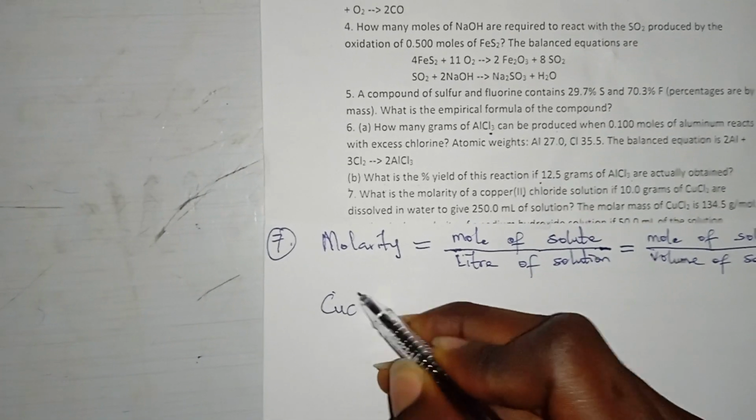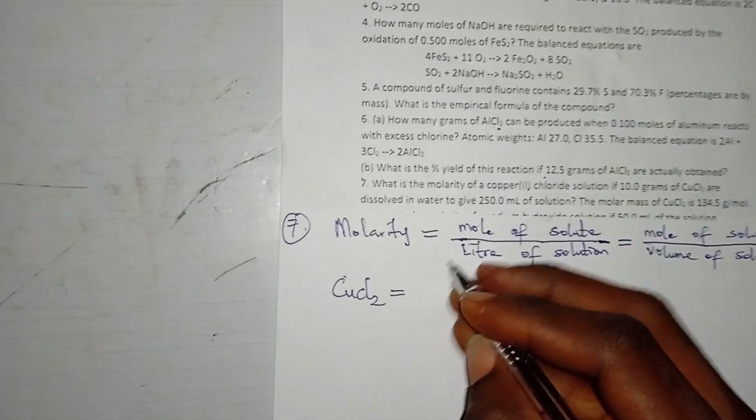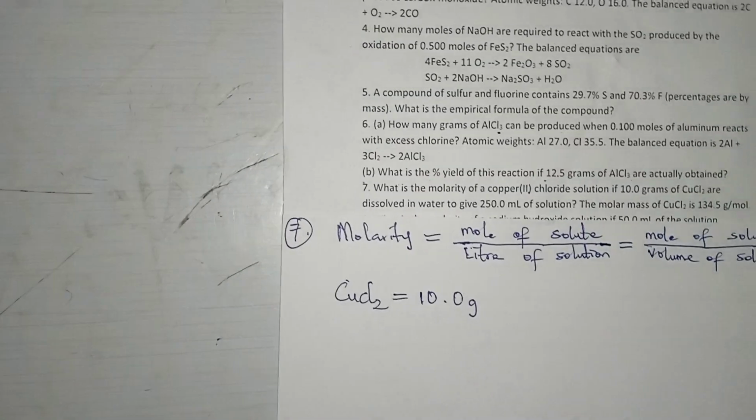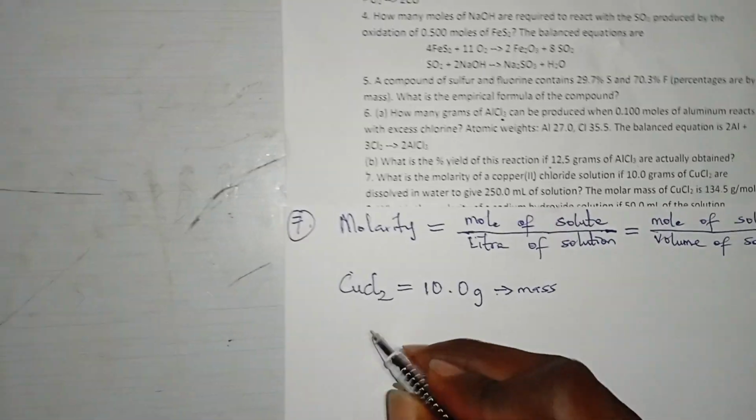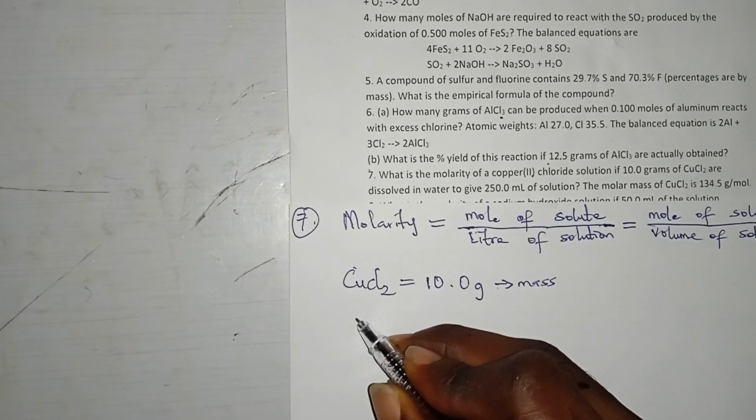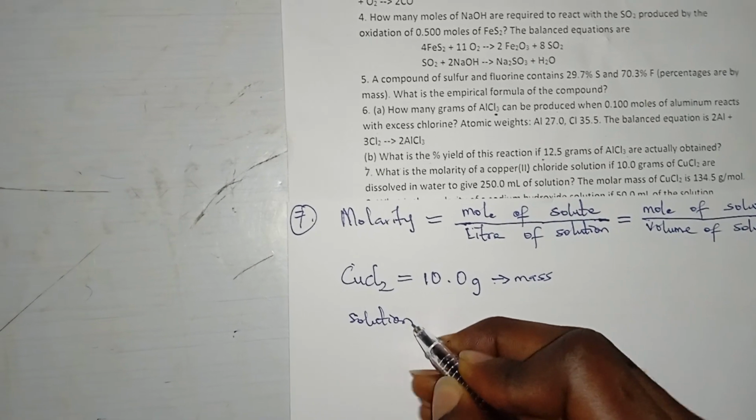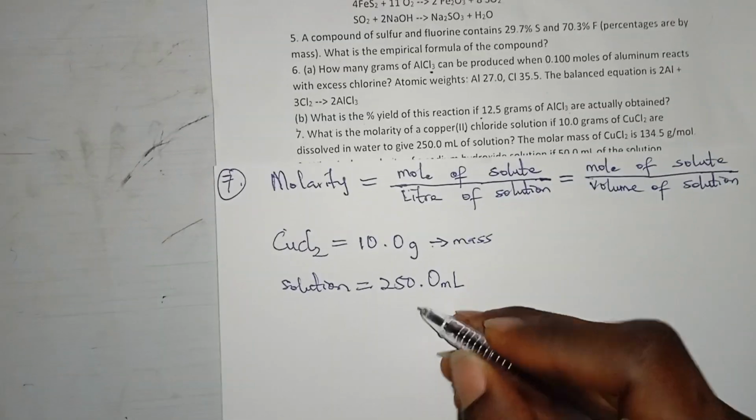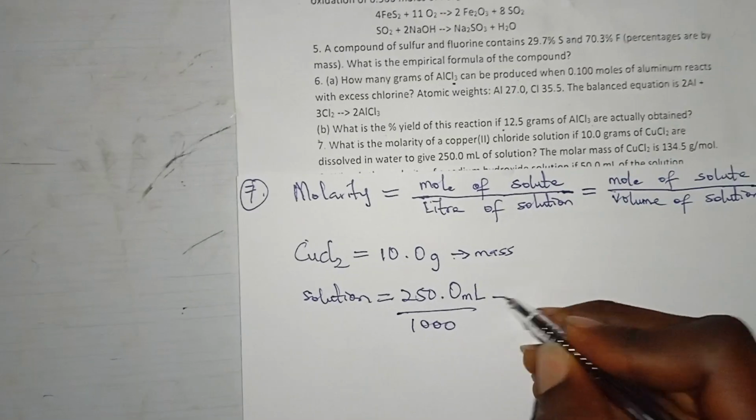So I have CuCl2 and I have the mass of it to be 10.0 gram. That is the mass. Now, dissolved in water to give, so it is dissolved in water. So solution is 250.0 milliliter. But molarity says that the volume must be in liter. So to get liter, we divide this by 1000. So this is the volume.